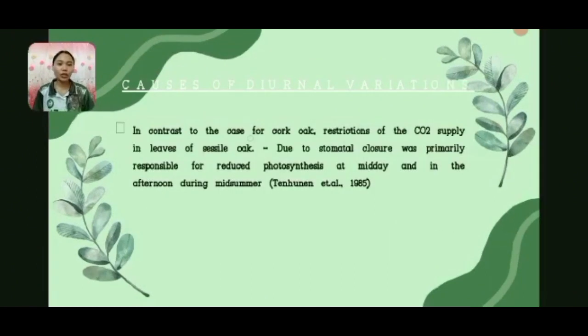In contrast to the case of cork oak, restrictions of the carbon supply in leaves of sessile oak due to stomatal closure was primarily responsible for reduced photosynthesis at midday and in the afternoon during midsummer, Hunen et al. 1985. So mao ni siya kung maga-reduce yung photosynthesis at midday and the afternoon during midsummer. So naga-exist ni siya sa hapon during midsummer.